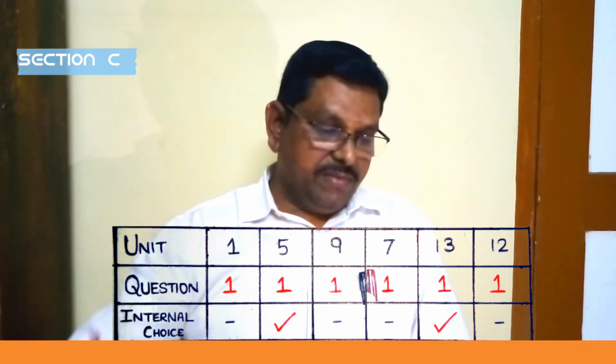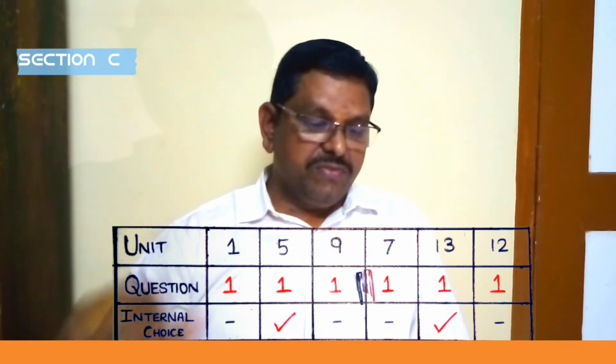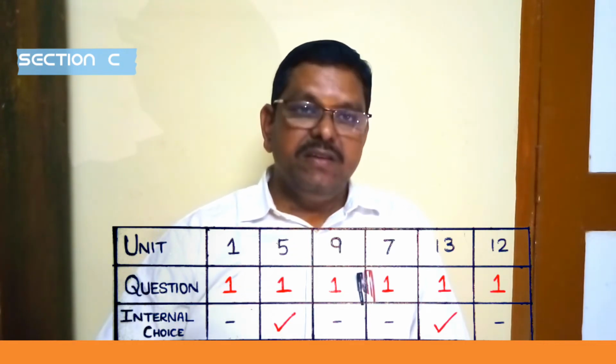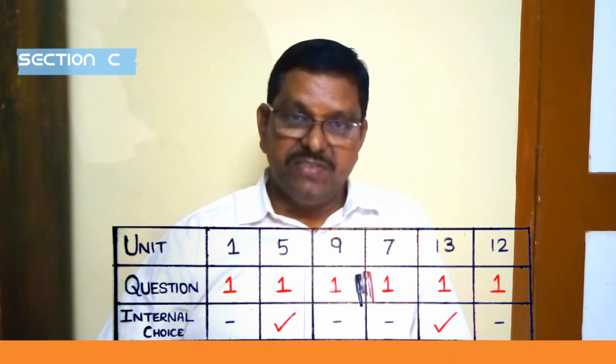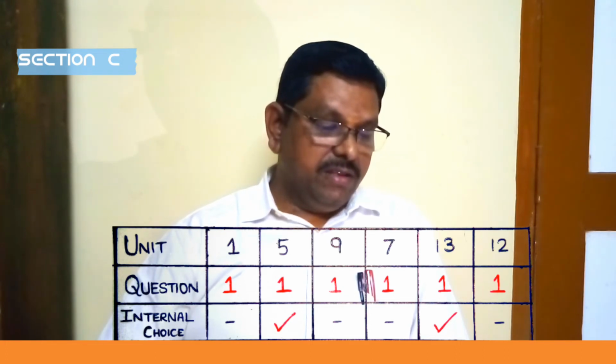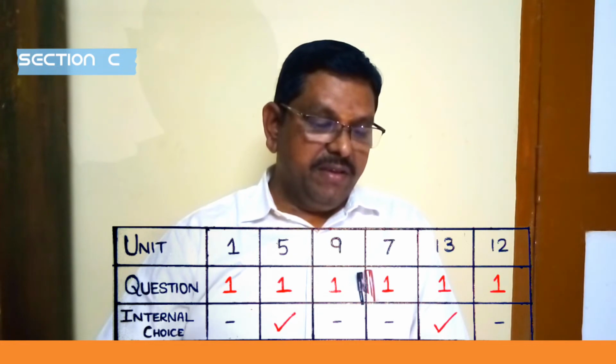So once again, I'm repeating it. One is from unit number 1. It may be composite functions or inverse functions. And another one may be from unit number 5. Now let us go to section D. This is the last section of this question paper. The questions are from 33 to 36 are to be answered here.